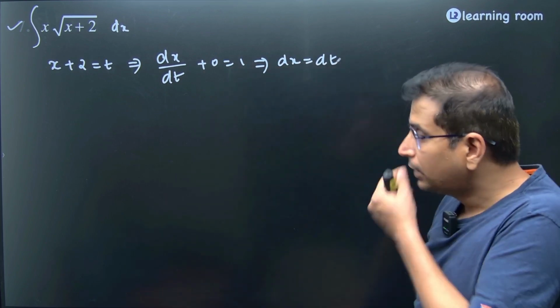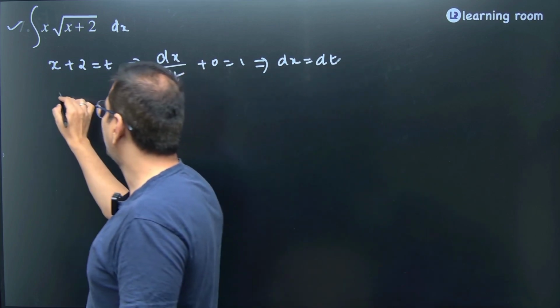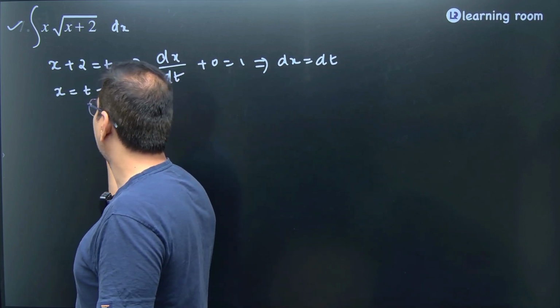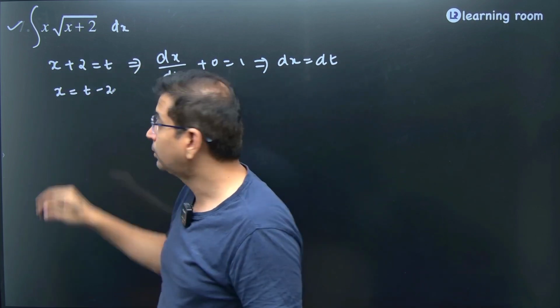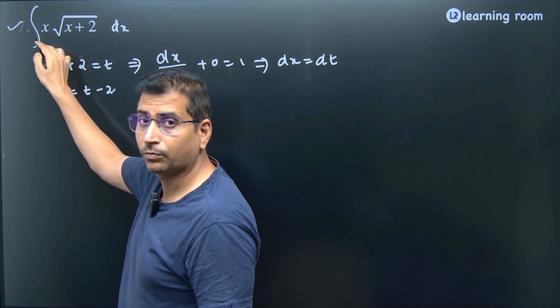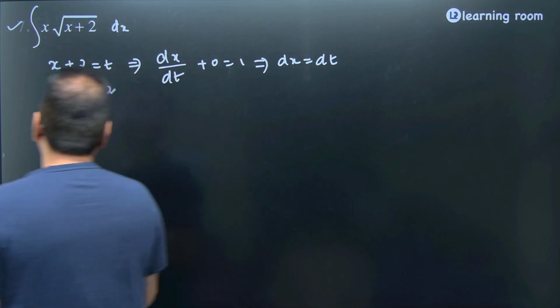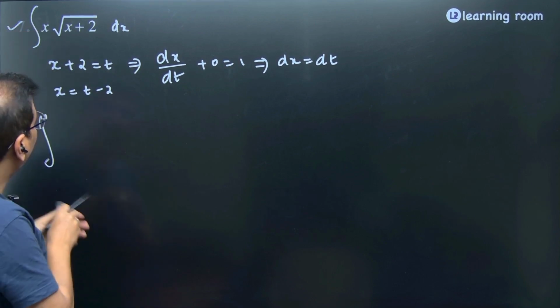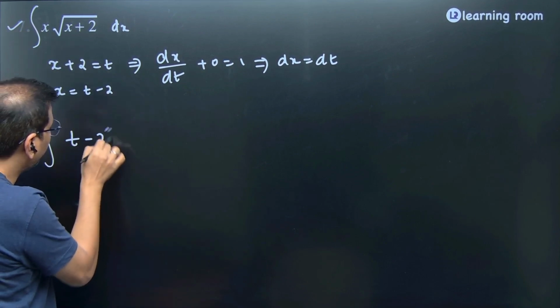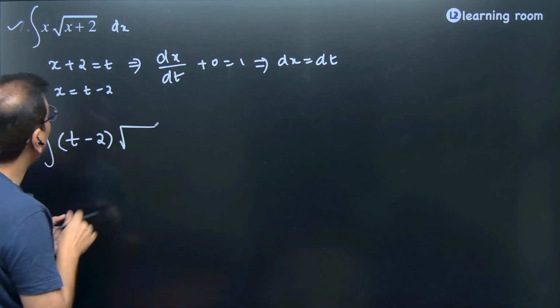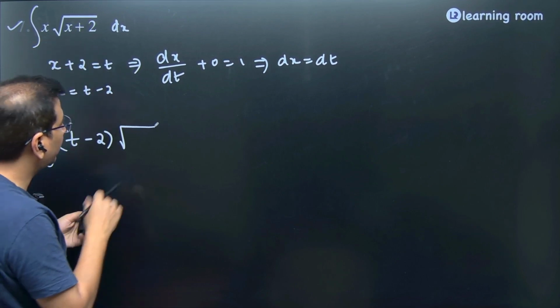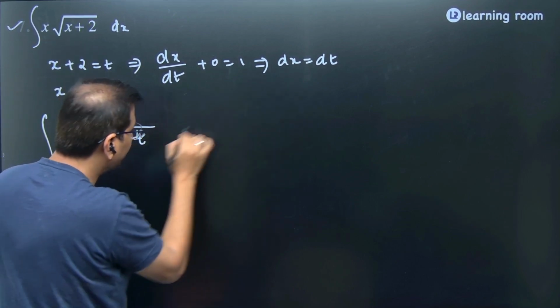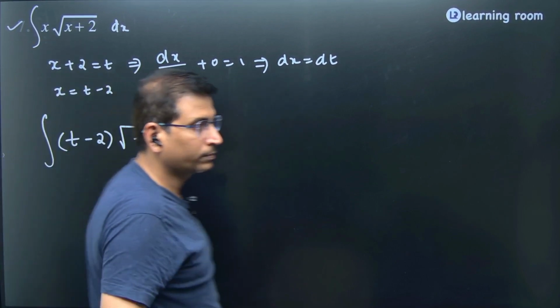Similarly, when x plus 2 is equal to t, x will be equal to t minus 2. The reason why I had to write it is I have an x here, right? So the question will be the integral of x, which can be written as t minus 2, times the square root of x plus 2, which can be written as root t, and dx is dt itself.